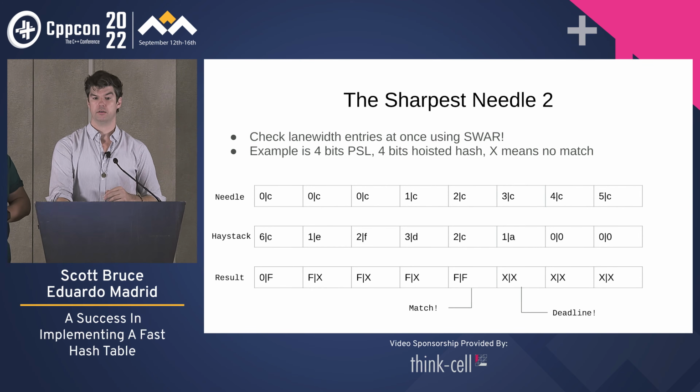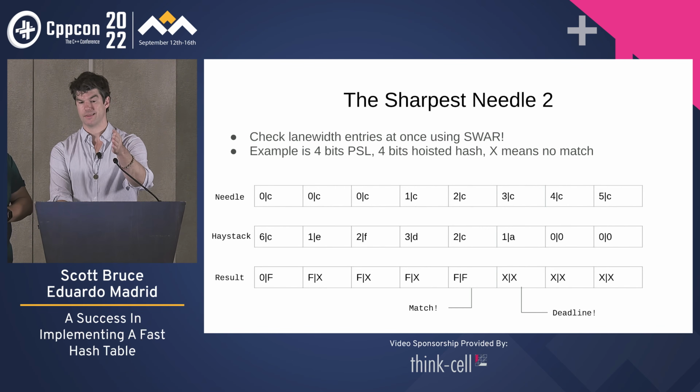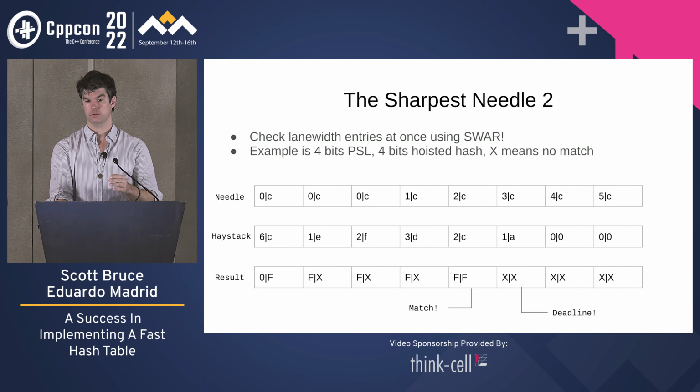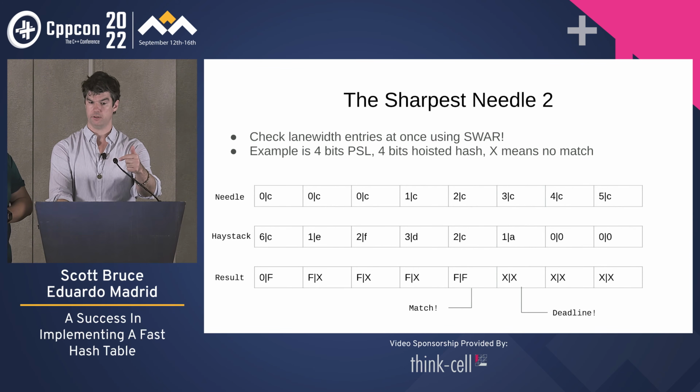Here's an example of a needle that is not aligned, is unaligned. So its home index is at the third position on this SWAR. You can see the match and the deadline occur again by ANDing.